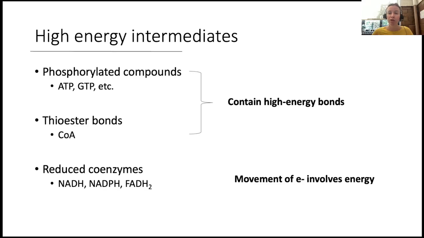Now, we won't really understand why these are high energy until the end of the semester, but for now let's understand that they are considered high energy molecules because the movement of electrons from their redox capability involves energy and creates energy.